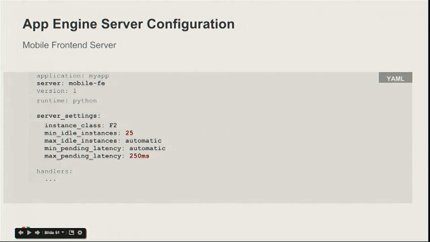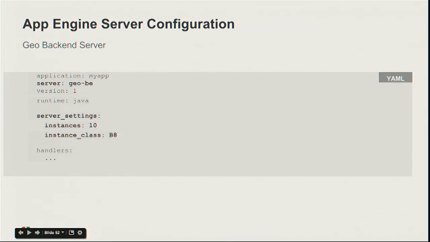In this case, I've set it to an F2 and 25 min-idle instances and the max pending latency of 250. The automatics are there just for completeness, but are actually unnecessary. Those are the default values. And so this is an example of what today is traditionally called a backend.